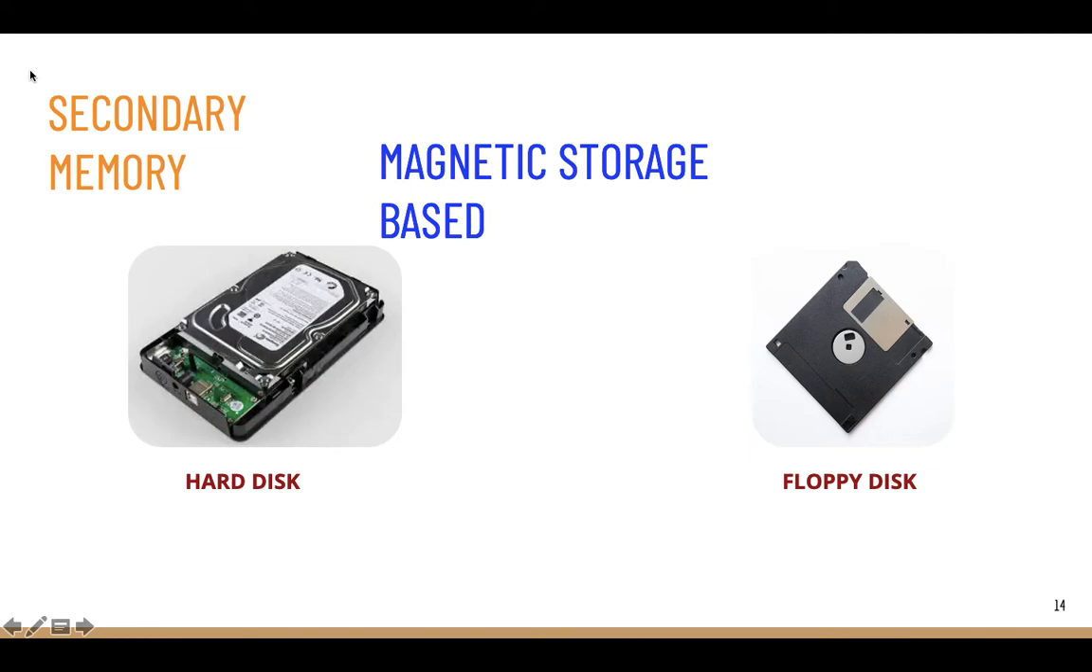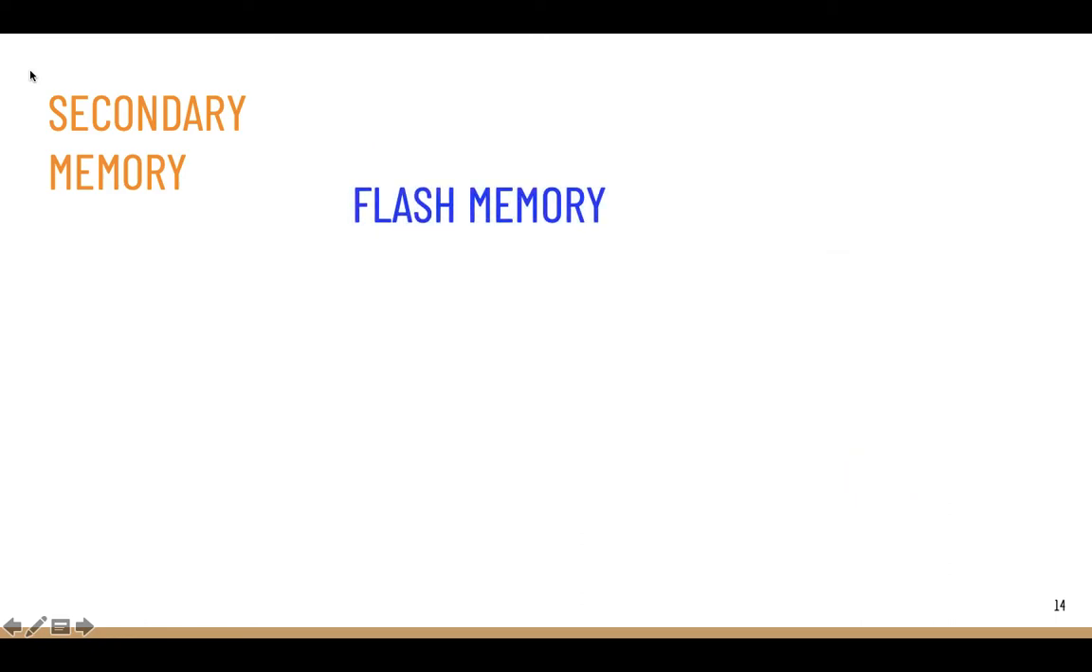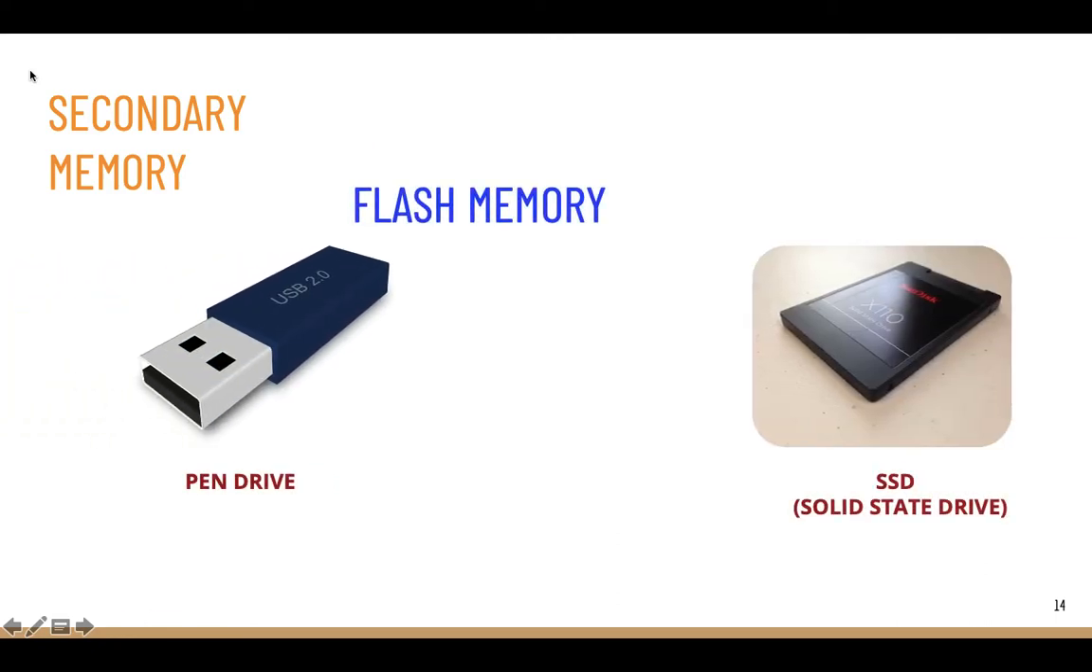They store information permanently. Second category is flash memory. They do not have any moving components, therefore it is faster as compared to magnetic storage based. Examples are pen drive and solid state drive, but they are expensive as compared to magnetic storage based secondary memory.